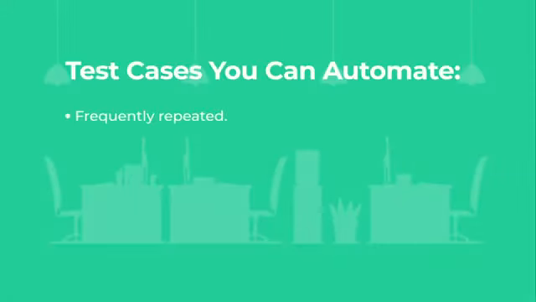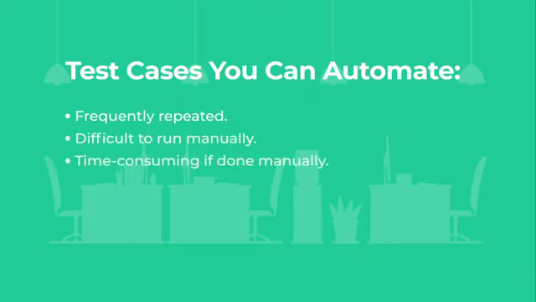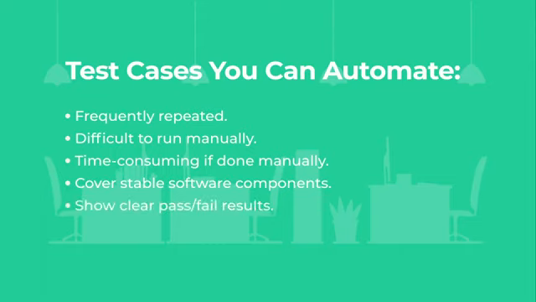It makes sense to automate tests that are frequently repeated. As a rule, such tests cover high-risk areas and business-critical functionality. It is also a good idea to automate tests that are difficult to run manually or are time-consuming if run manually. For example, such scenarios can involve large datasets or require a checkup in multiple systems. Remember that automation is suitable only for stable functionality and tests with clear pass or fail results.